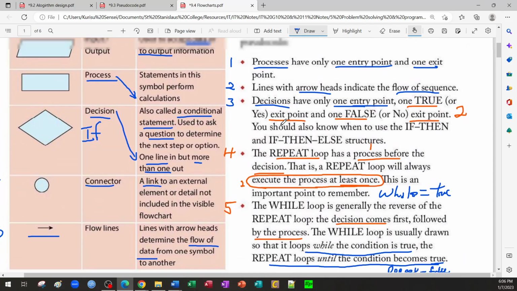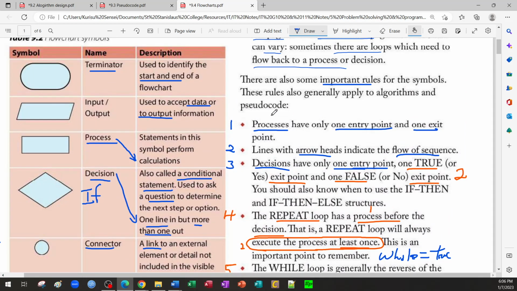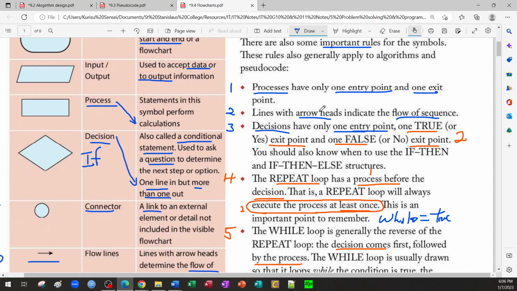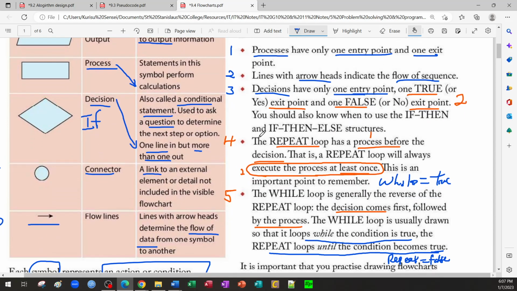So these are the 5 rules when it comes to developing a flowchart. A process has one entry point, one exit. Flow lines must have arrowheads. A decision always has one entry and 2 exits. A repeat loop has the process before the decision, while the while loop has the decision before the process. Basically the opposite.